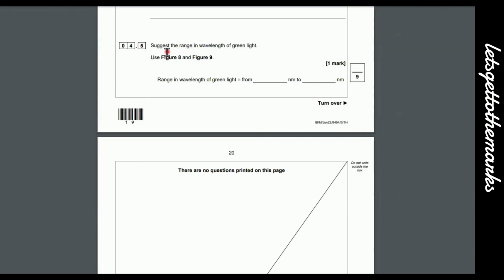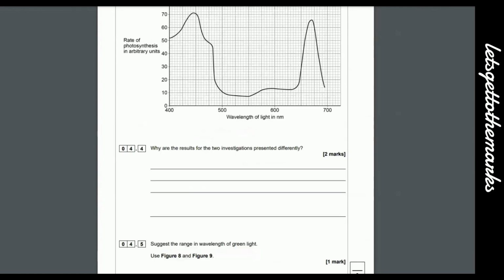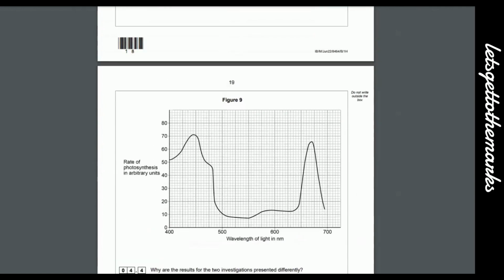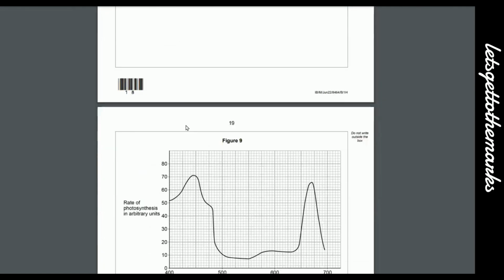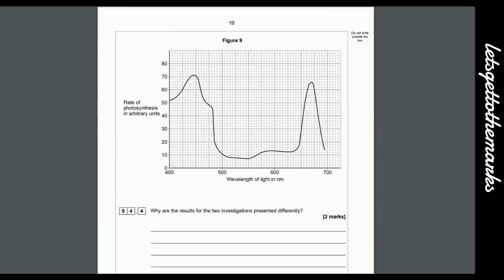The student suggests the range in the wavelength of green light. Use figure 8 and figure 9, range in the wavelength of green light from to that. So what you're doing here is a little comparison between the bar chart and here. You're saying green light had an absolutely rubbish rate of photosynthesis. I think the rate of photosynthesis was somewhere between 0 and 1. Let's call it half, 0.5, in arbitrary units.